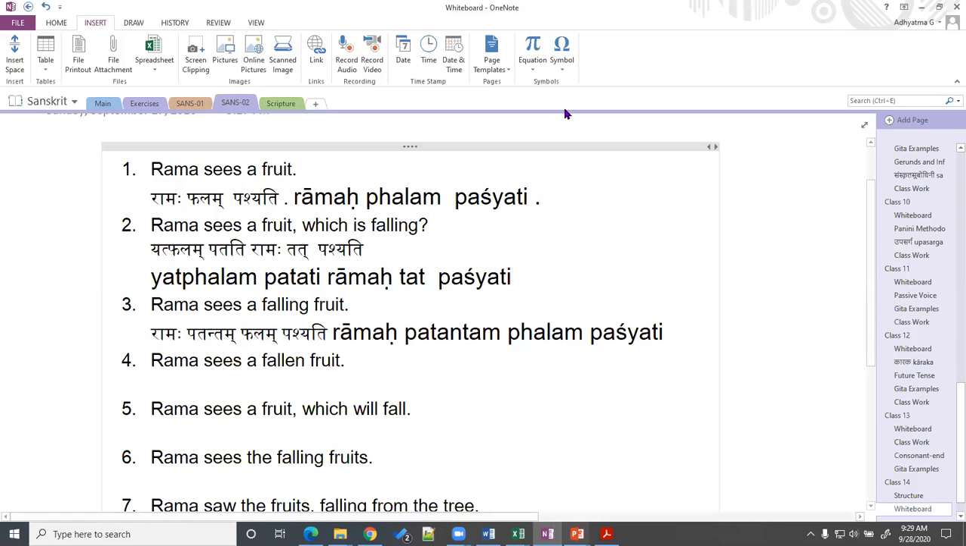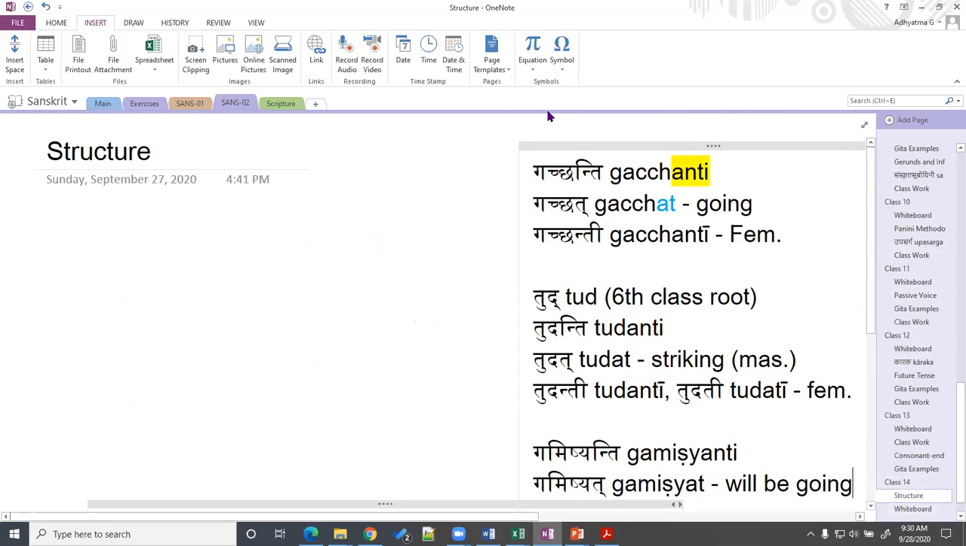Let me see the questions before we go forward, and you can ask any questions. We'll see other sentences, but let me first take the questions. The question is: gacchanti is third person plural, but gacchat is not plural. Gacchanti is a verb form, and therefore it is third person plural, but gacchat is neither singular nor plural. It is just a base word.